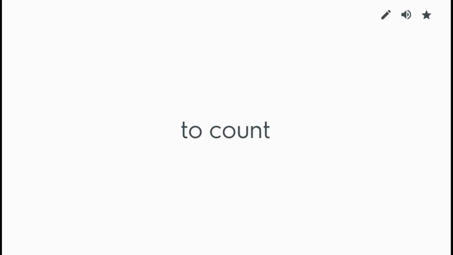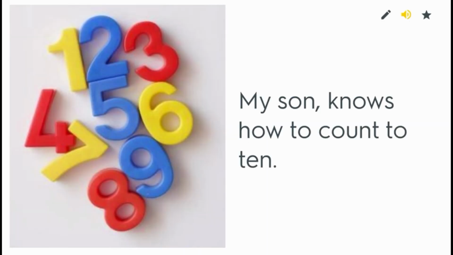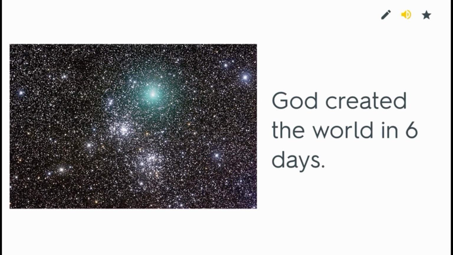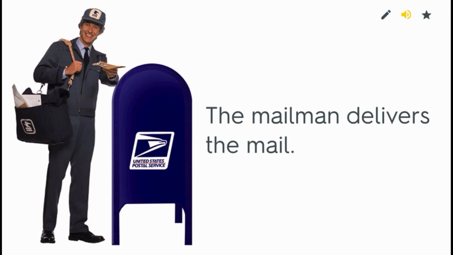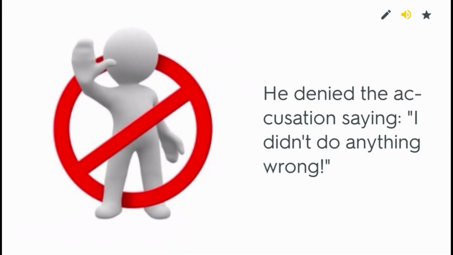To count. My son knows how to count to 10. To create. God created the world in 6 days. To damage. The house was damaged by Hurricane Irma. To deliver. The mailman delivers the mail. To deny. He denied the accusation saying, "I didn't do anything wrong."